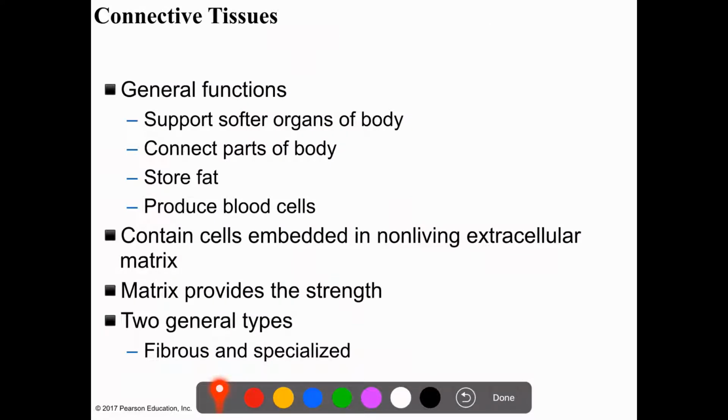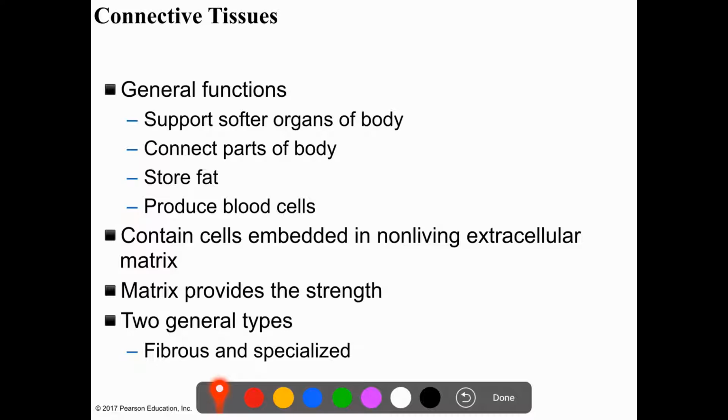The second type of tissue in our body is the connective tissues. These tissues support soft organs of the body. Also, they connect parts of the body, like muscles and bones, for example. They are connected through connective tissue. They also store fat and produce blood cells.